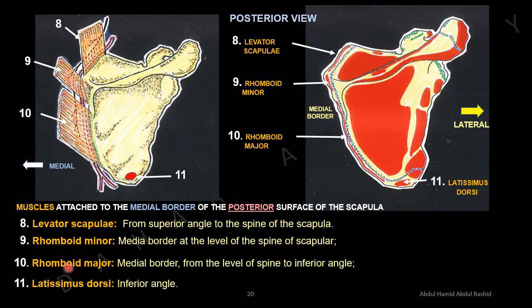Next is the rhomboid major muscle. This is the one which is attached to the medial border and posterior surface of the scapula from the level of the spine to the inferior angle. The attachment is here. This is the rhomboid major muscle. Next is the latissimus dorsi muscle, which is attached not to the medial border but to the dorsal surface of the inferior angle of the scapula.